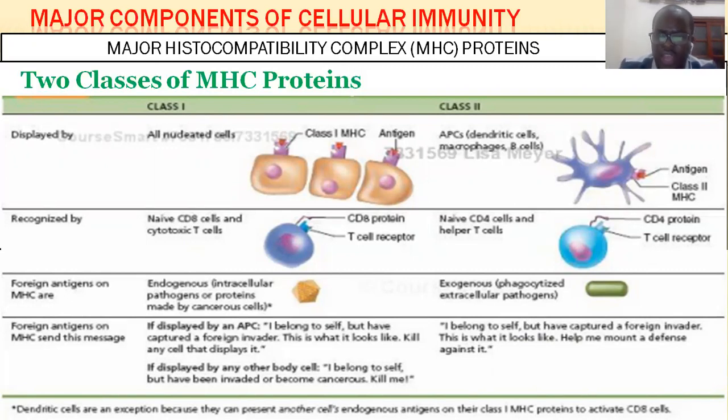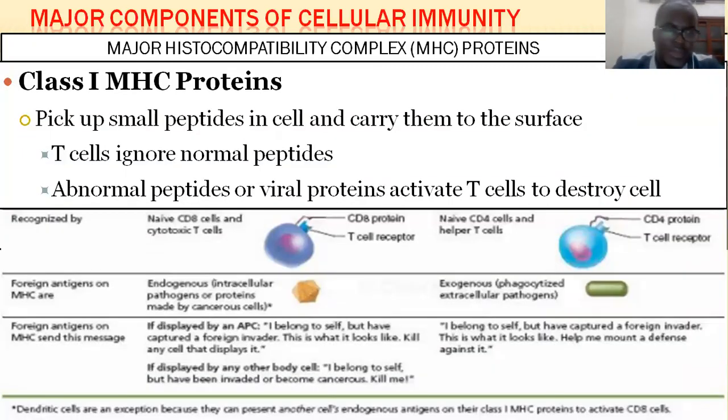So we proceed. I hope now this table makes sense as we proceed. With time, I'll speed up. So let's look at class 1 major histocompatibility protein. Class 1, like I said, picks up small peptides in the cell and carries them to the surface. So T cells ignore normal peptides. If they're just normal peptides, they'll be ignored by the T cells.